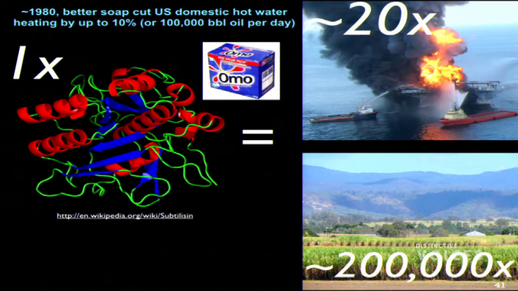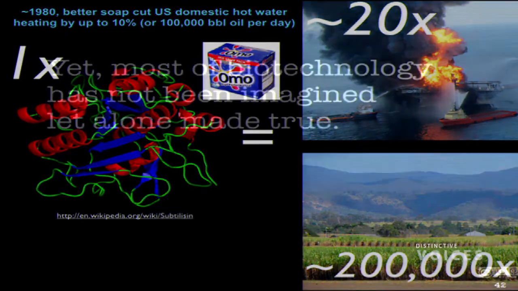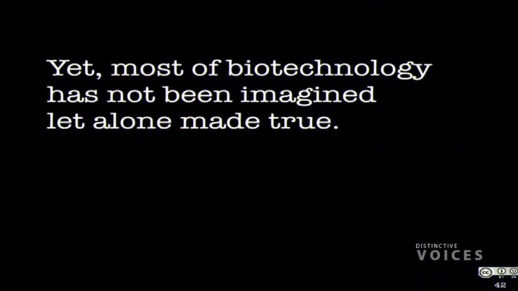And if everybody were to do that, we could save 10% of our domestic hot water heating bill, which is about 100,000 barrels of oil a day in the US. That's quite a lot of oil. That's about 20x the Gulf of Mexico oil spill. That's stuff, right? So you begin to see why making things, partnering with the engineering of biology already has had these hidden impacts. But I want to hit you with this.